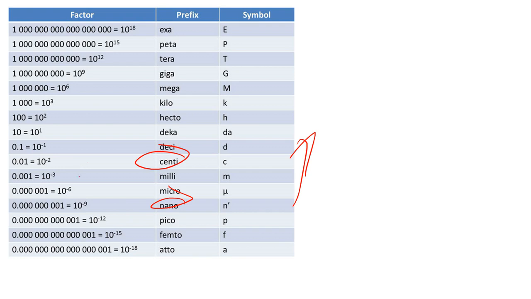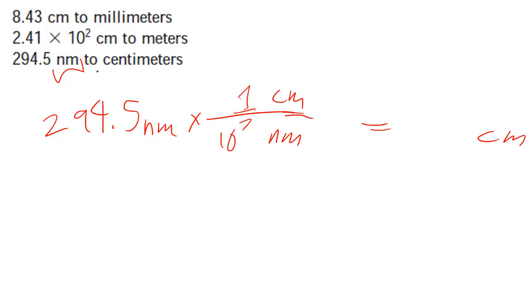Nanometers, we see how much of a jump there is. Well, from 9 to 2, that's a 7 difference, right? So it's 10 to the 7th. So for every 10 to the 7th nanometers, 1 centimeter. The nanometers would cancel, and you would get a value. You'd get 2.9, 4.5.